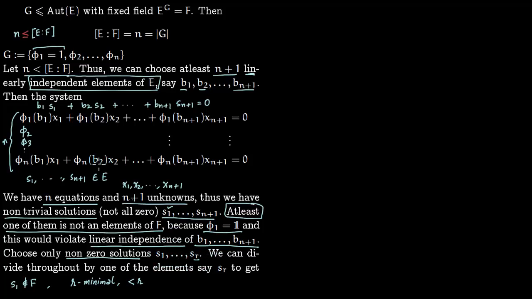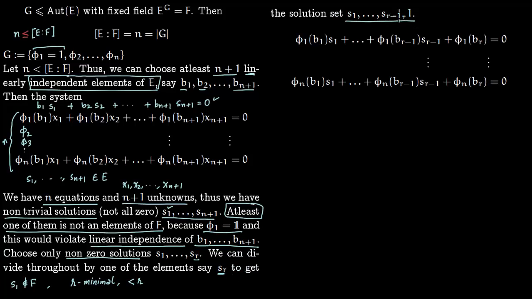Now, since this is a linear equation, if you have a solution set like this, then you can divide by one of these solutions. If you divide throughout by one of them, you will still have a solution set, because you can divide both sides; this side is 0. So say you divide throughout by sr, and then you get a solution set s1 to sr minus 1, comma 1. Basically we are rewriting s1 as s1 over sr, s2 as s2 over sr, s3 as s3 over sr, and so on, and sr over sr is just 1.